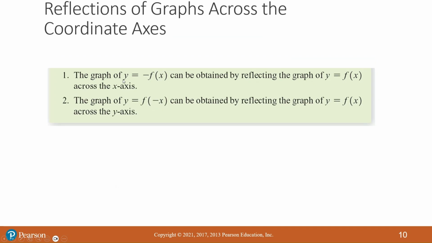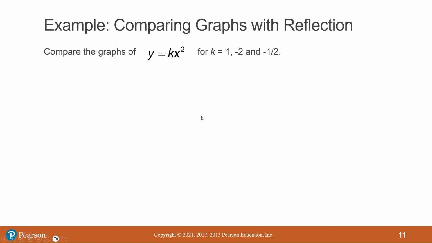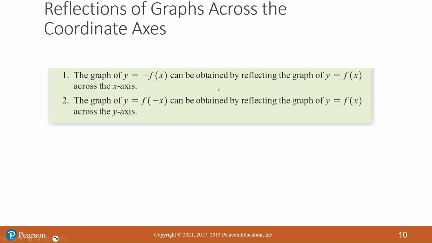All right. Now, let's look at reflections of graphs across the coordinate axes. The graph of y equals negative f of x can be obtained by reflecting the graph of y equals f of x across the x-axis. So essentially, if we have a negative on the outside of the function here, we're reflecting across the x-axis. But if we have the negative put on the inside of the function, the graph of y equals f of negative x in this case can be obtained by reflecting the graph of y equals f of x across the y-axis. Okay, so inside is a reflection across the y-axis, outside is a reflection across the x-axis.